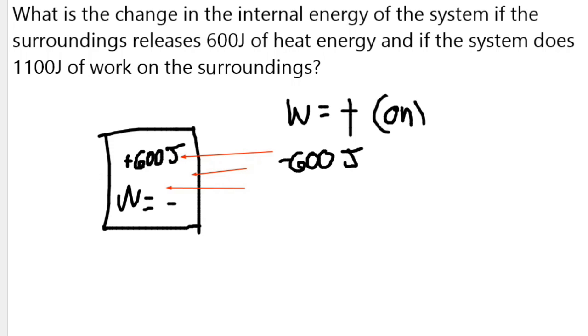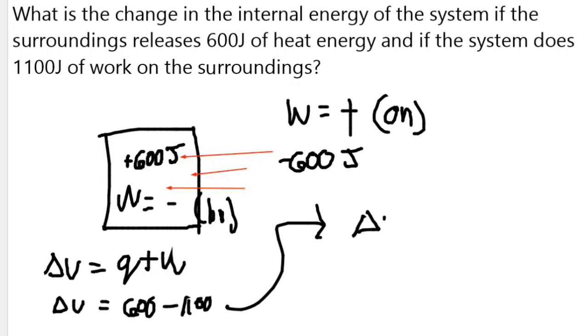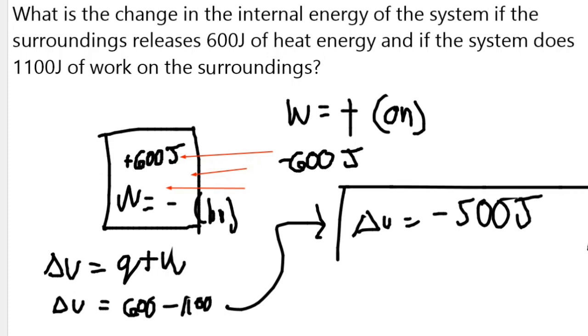The sign that we're going to follow is the system's because we're in thermochemistry. So let's plug it all in. The change in the internal energy is going to be Q plus W. So the change in the internal energy is going to be 600 joules minus 1100 joules of work. So our internal energy is going to be negative 500 joules. So this is the answer for this problem, and I hope you learned something today, and goodbye.